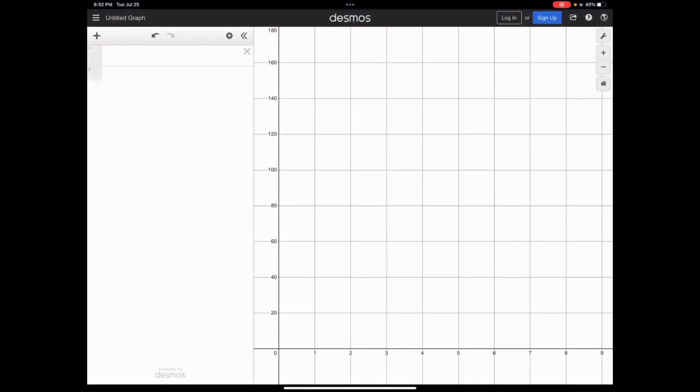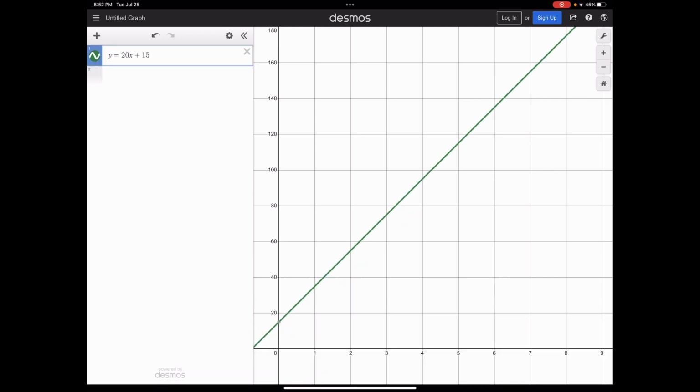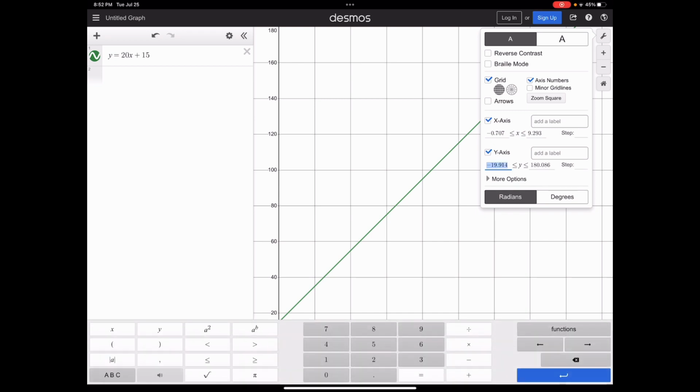All right, we're going to jump on to Desmos.com. I'm just going to use it as a graphing calculator, but you can use any graphing calculator. And I'm just going to type in our equation y equals 20x plus 15. All right, and I can actually see our entire graph. It's already here. Now, I did make changes to the axes on the side because I knew that my y value had to go all the way up to at least 180. So I'm just going to move this down.